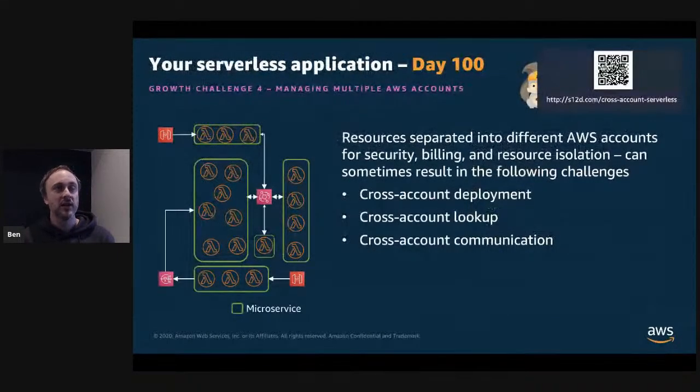Okay, fourth challenge is managing multiple AWS accounts. Again, another common growth challenge that we see. So microservice architectures typically result in a number of independent and loosely coupled services which are communicating with each other, either synchronously via their API or asynchronously via events. And these microservices are often owned by different product teams, different development teams. These teams might segregate their resources into different AWS accounts for reasons of security or billing or resource allocation.